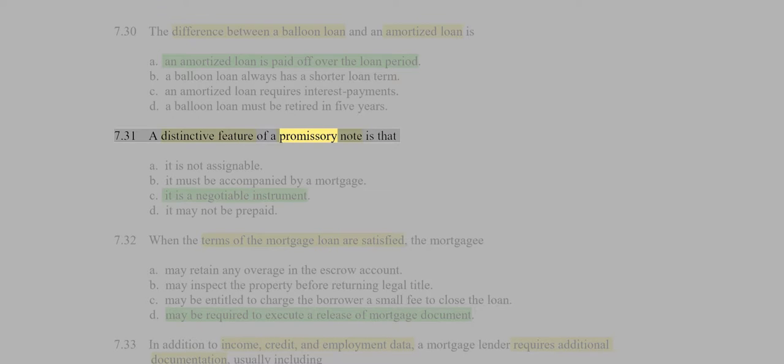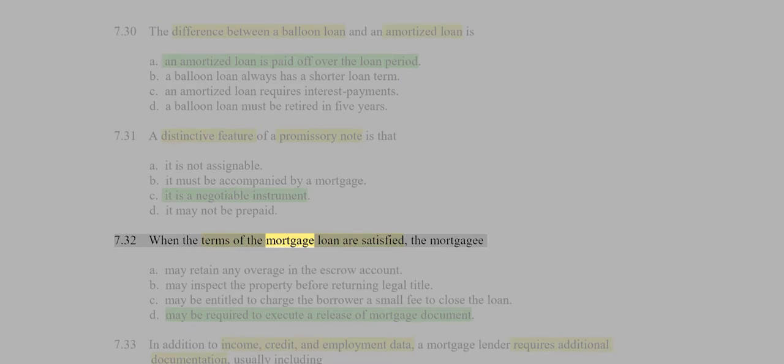7.31 A distinctive feature of a promissory note is that A. It is not assignable. B. It must be accompanied by a mortgage. C. It is a negotiable instrument. D. It may not be prepaid.